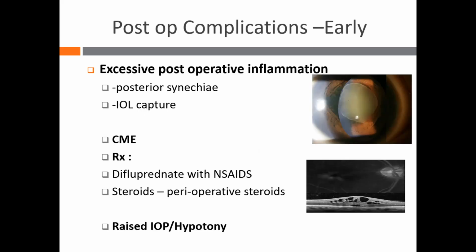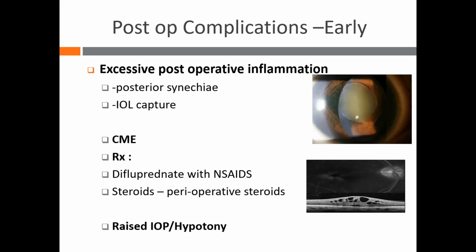Post-op complications may be either early or late. Mainly, they are caused by excessive post-operative inflammation. It may cause either posterior synechiae or IOL capture. So you treat them with adequate steroid drops and dilatation of the pupil. Cystoid macular edema is again a common complication. You can treat it with difluprednate and NSAIDs. If it is not improving, you can go ahead with either intravitreal injections or periocular steroids.